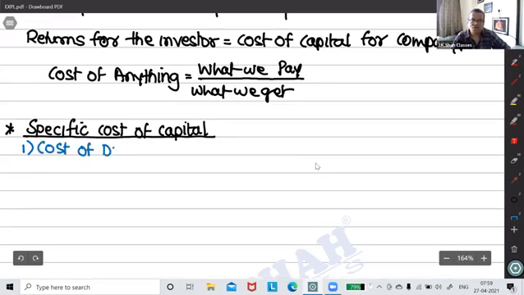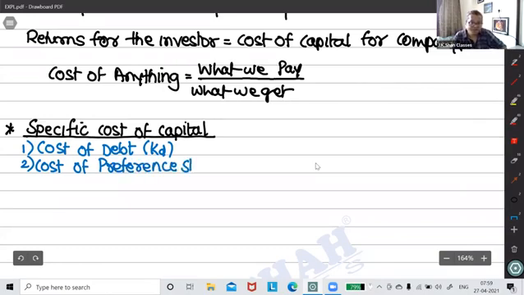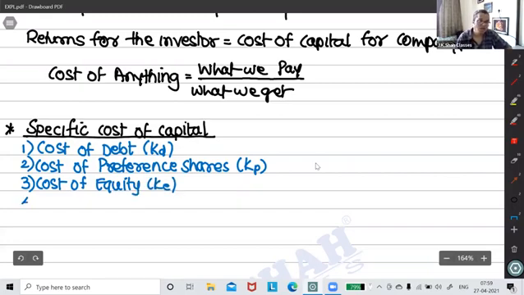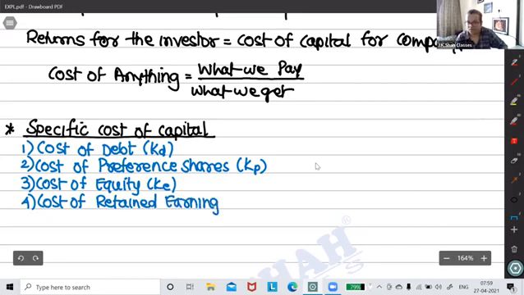We will discuss cost of debt, known as KD. Then we will discuss cost of preference shares, known as KP. Then the most important part, we will discuss cost of equity, KE. And we are also going to discuss cost of retained earnings, that is KR. So these are the specific costs of capital.